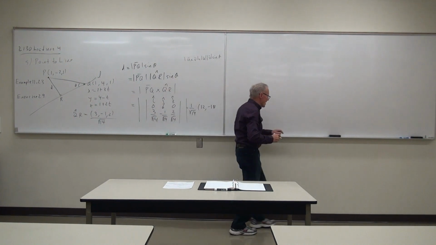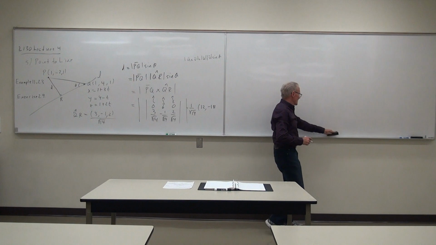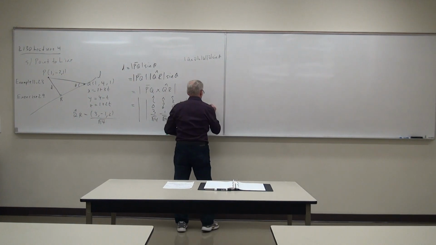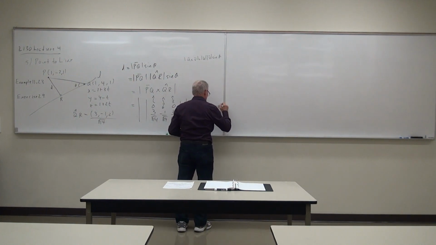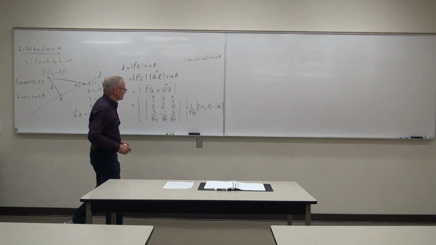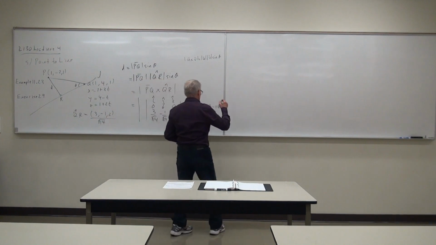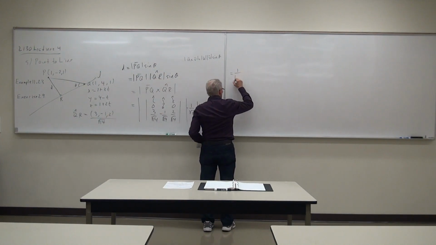I think I said the y component was gone. I forgot to break that down. So we need to have a 0 in here. A 0 and a negative 18. And we have to take the length of that baby. So if we take the length, we're going to have 1 over root 14.